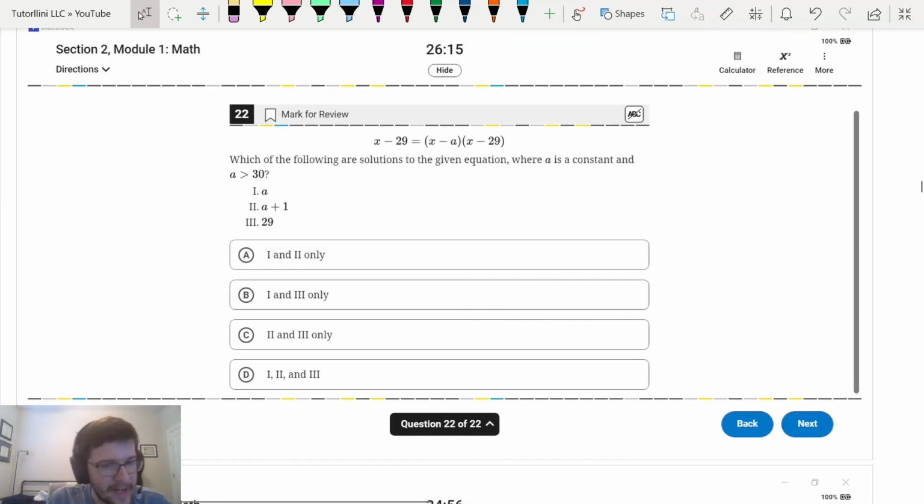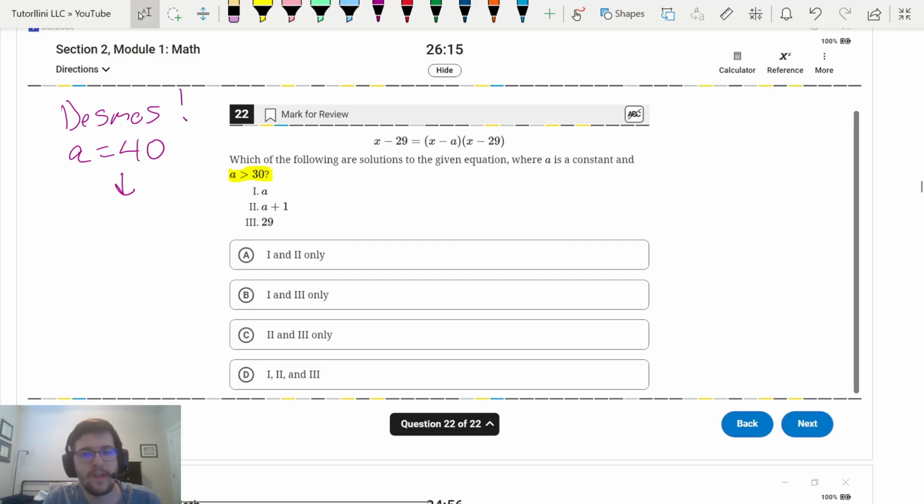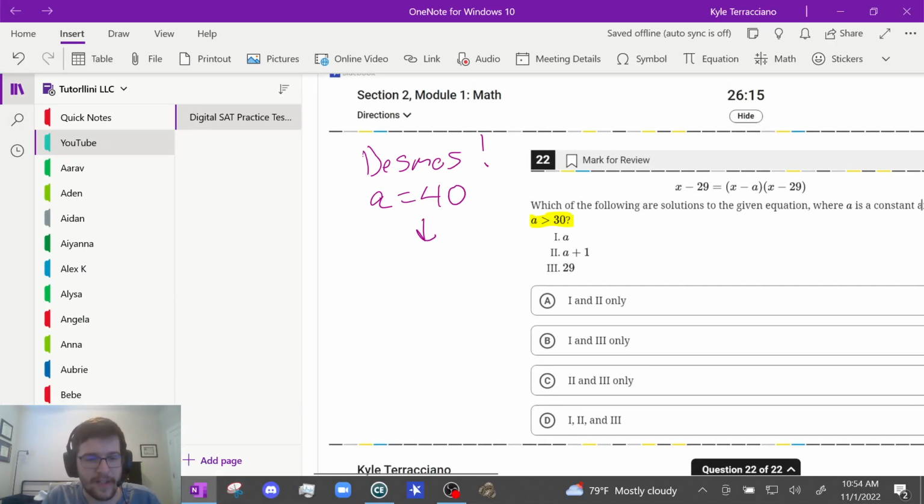All right, this one might not seem like it, but because it's multiple choice, we can use Desmos for this one as well. So it says a is greater than 30. So I'm going to set a equal to 40, and then plot the left side and plot the right side. So let's do that on Desmos.